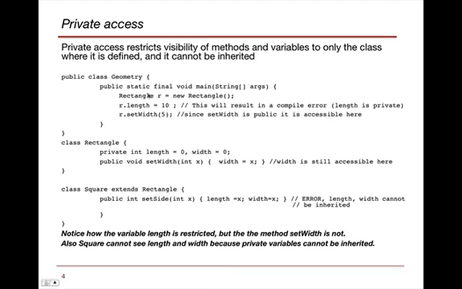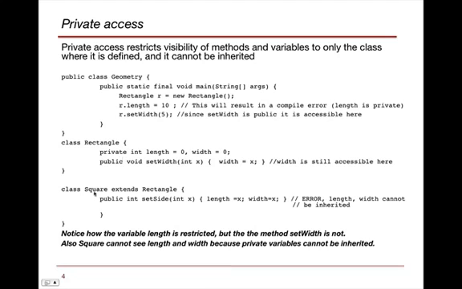Okay, so now we see that we have private access, which restricts the visibility of methods and variables. Going back to our previous example of the geometry class, we have rectangle r equals new rectangle, r.length equals 10, and r.setWidth(5). Length actually is declared as private in rectangle, so this line will result in a compile error because the length is private. Width would also be private. In the case of setWidth, since setWidth is public, it can be seen outside of the rectangle class here. But since the variables are private, they also cannot be subclassed.